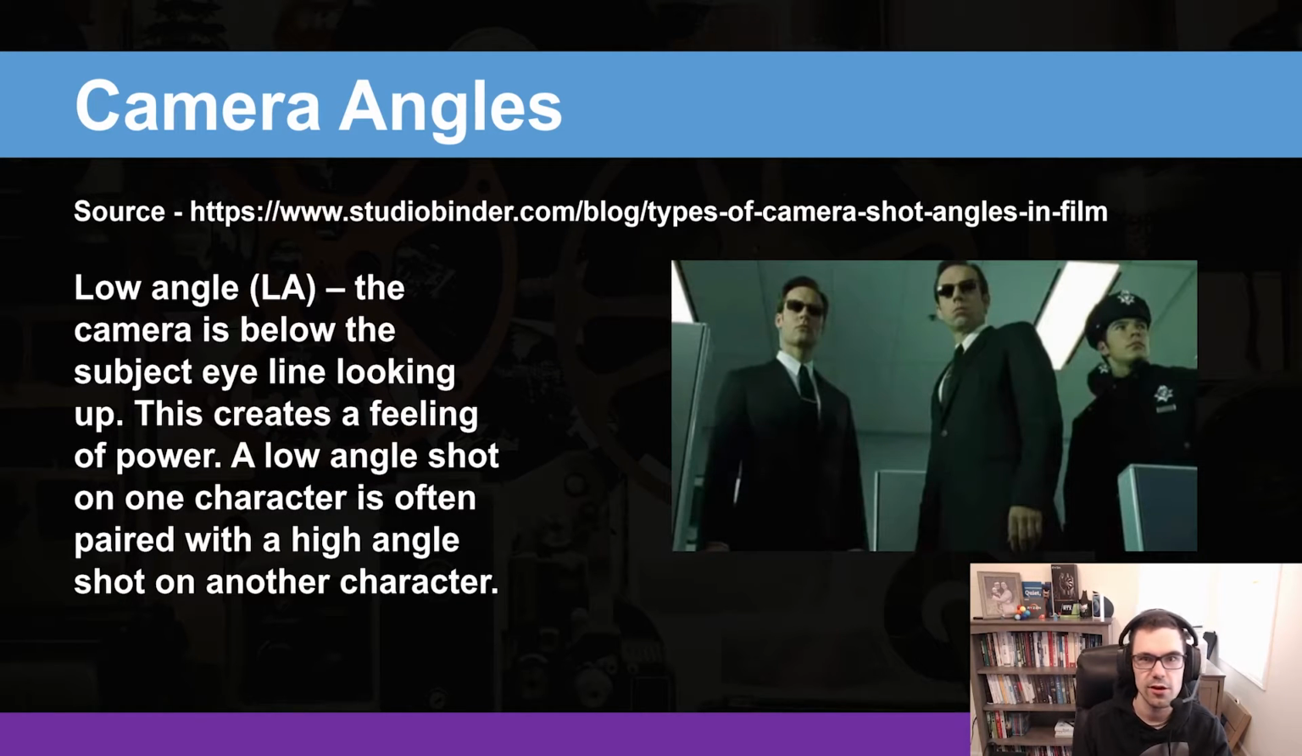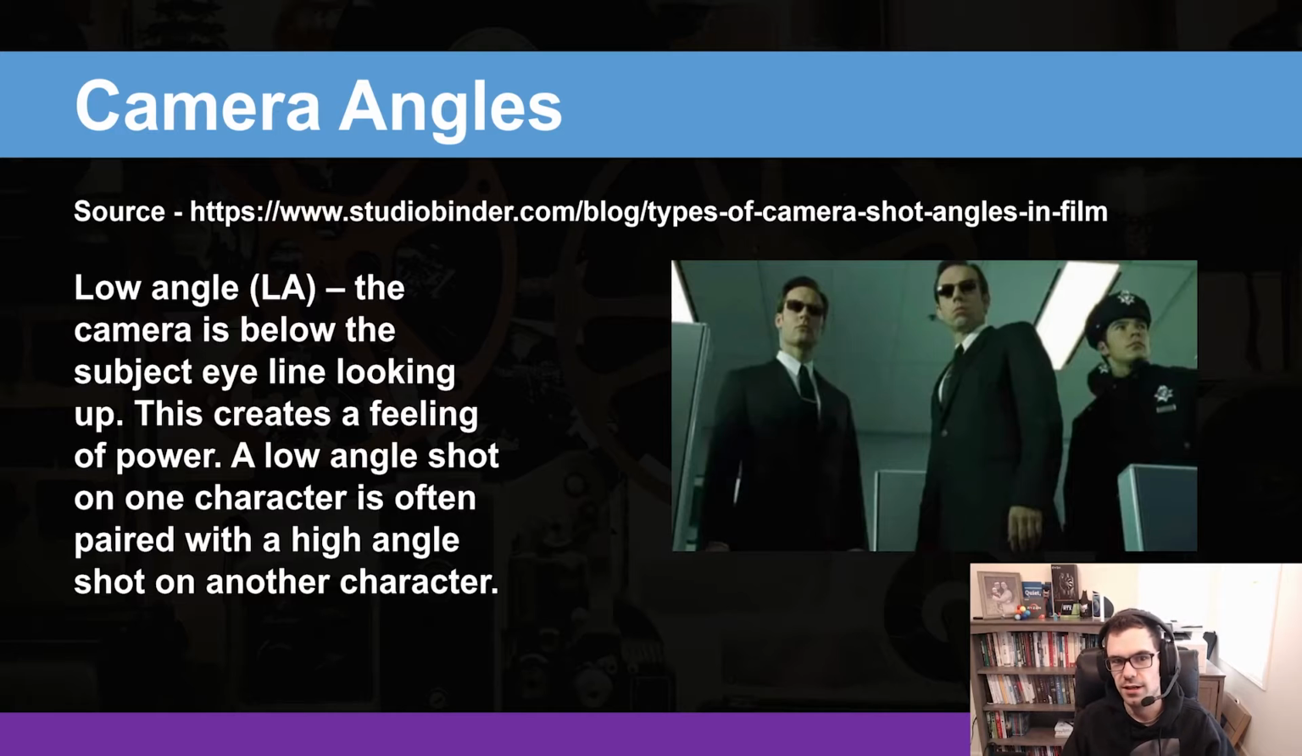Before I begin with that though, I got all this information at www.studiobinder.com/blog/types of camera shot angles in film. And so it's very important to give them the attribution that they deserve for this information.